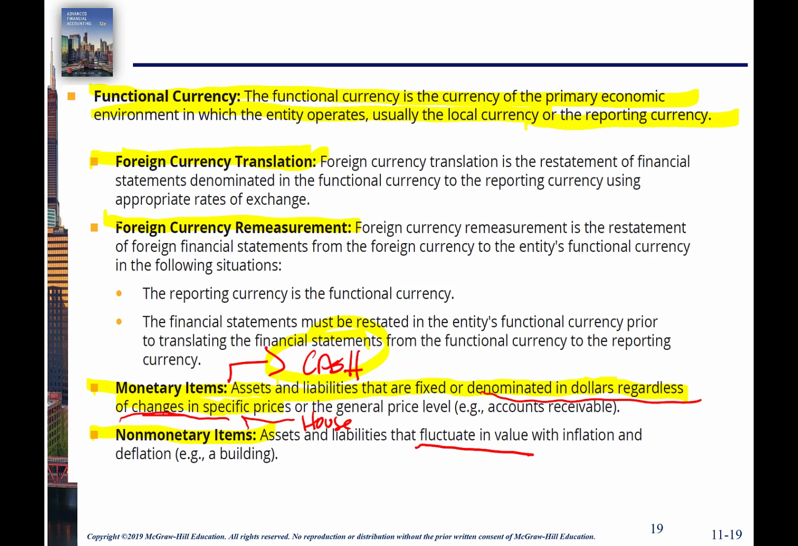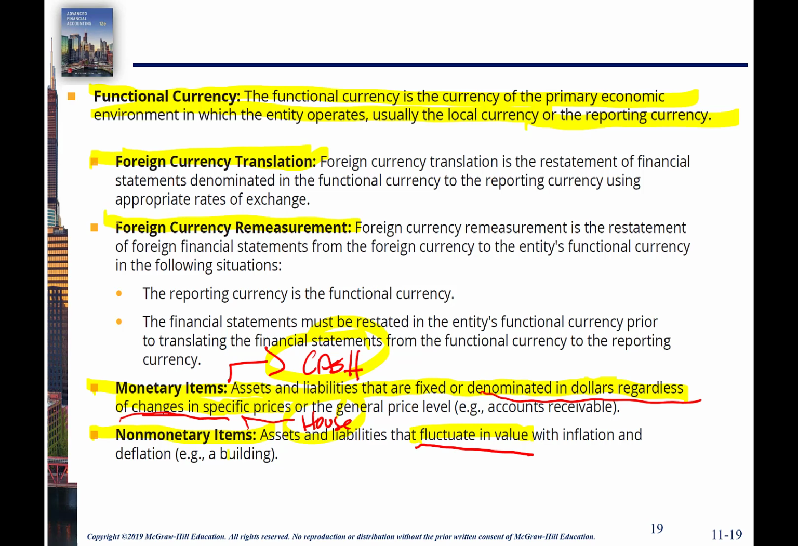Non-monetary items will fluctuate in value. A classic example is, say, a house. You buy a house back in 1990. That house is going to be much more expensive now than it was back in 1990. Maybe in 1990 you bought it for $200,000. Now let's say that same house is worth over $1 million. So what happened? The price fluctuated significantly between 1990 and the current time. Those are classic examples of monetary versus non-monetary items.